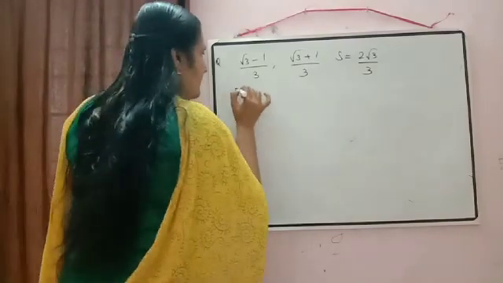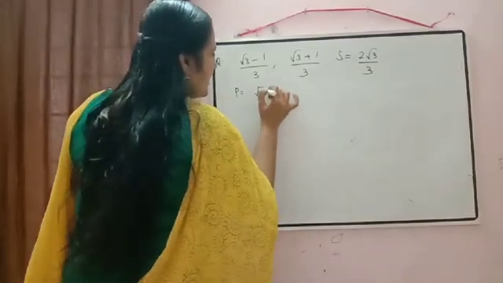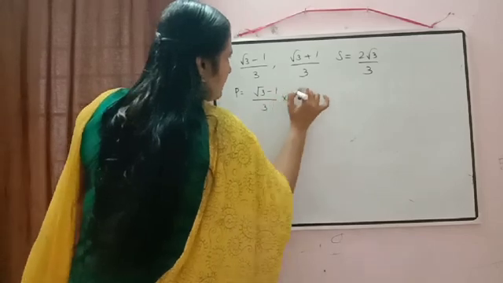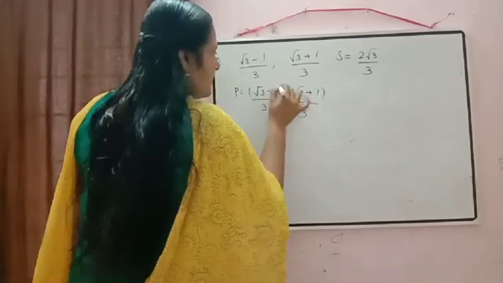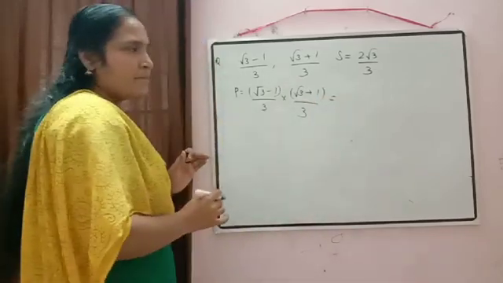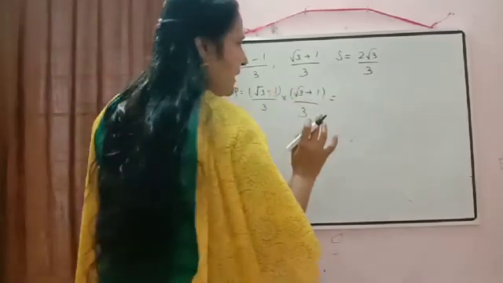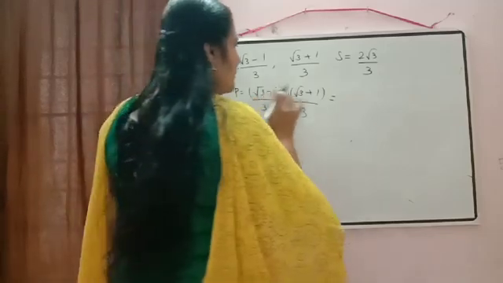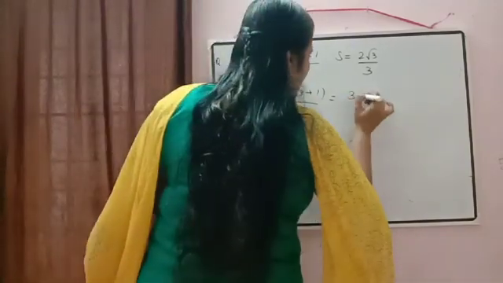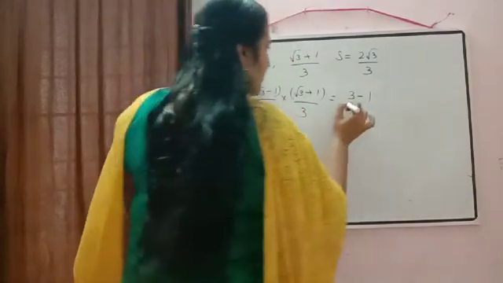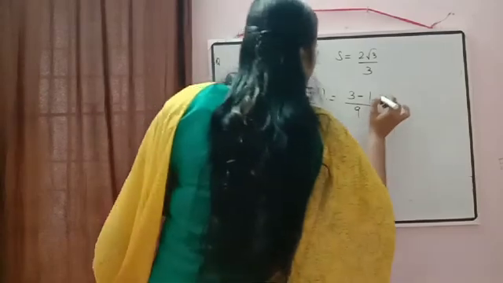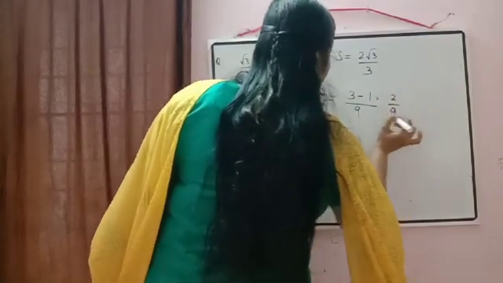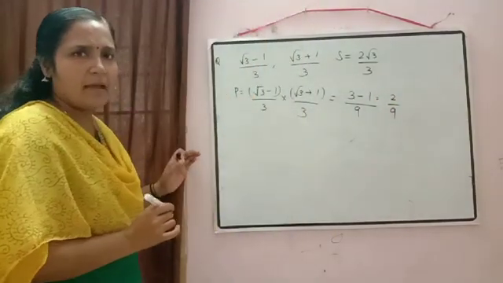Now we will check what the product will be. Root 3 minus 1 by 3 into root 3 plus 1 by 3. In the numerator we can use the identity a plus b into a minus b. So a square, root 3 square, will be equal to 3, minus b square, 1 square will be equal to 1, by 3 3s are 9. Now 3 minus 1 will be equal to 2, so 2 by 9. So we got the sum and product.